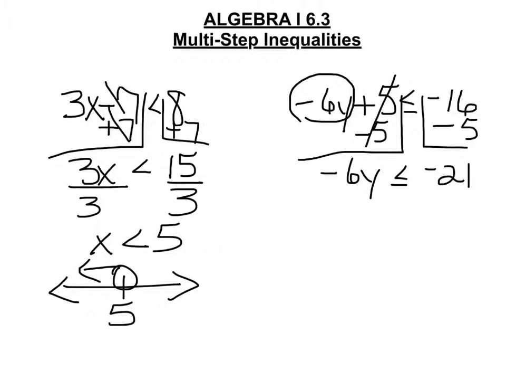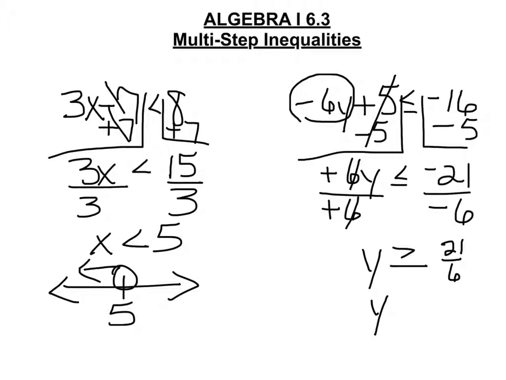Y is being multiplied by negative 6, so we will divide by negative 6. So we will divide the other side also by negative 6. Remember, when you multiply or divide through an inequality, the symbol must immediately change. Negative over negative turns positive. 6 divided by 6 is 1. So you have y is greater than or equal to 21/6, which reduces to y is greater than or equal to 3.5.